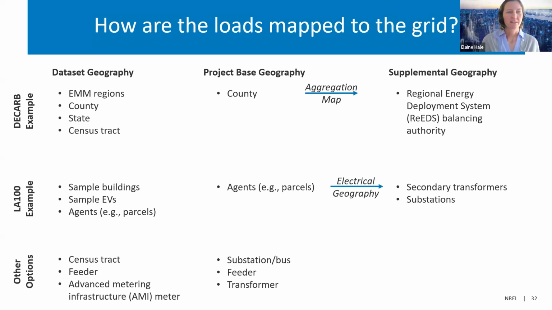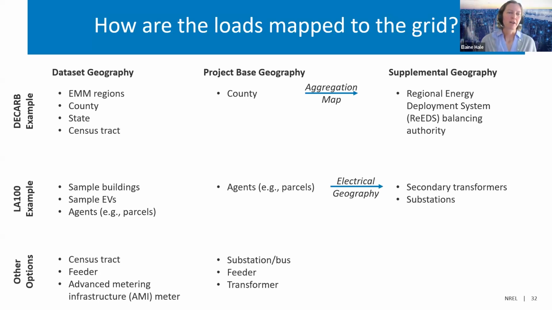The second row is the LA100 example that I walked through before. In that case, the data sets came in as sample buildings or sample electric vehicles, or at basically the parcel level, which we called the agent level. And then we had to map those data into that parcel level. That was our base geography. And then we produced outputs that were at both the secondary transformer level and at the substation level.